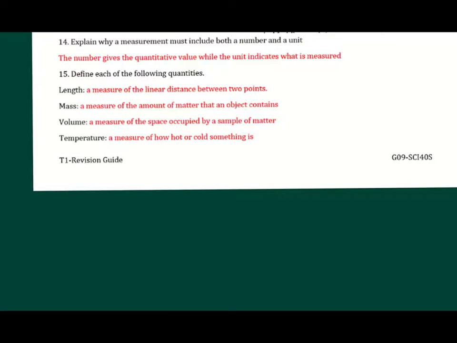Explain why a measurement must include both a number and a unit. Any measurement should have a number because the number gives you the quantitative value. So you know the quantity you are measuring. If I say I have 5, you know that you have 5 of something. But 5 what? If I say 5 kilograms, this means that I am measuring mass. If I say I have 5 degrees Celsius higher than you, this means that my body temperature is higher than your body temperature by 5 degrees.